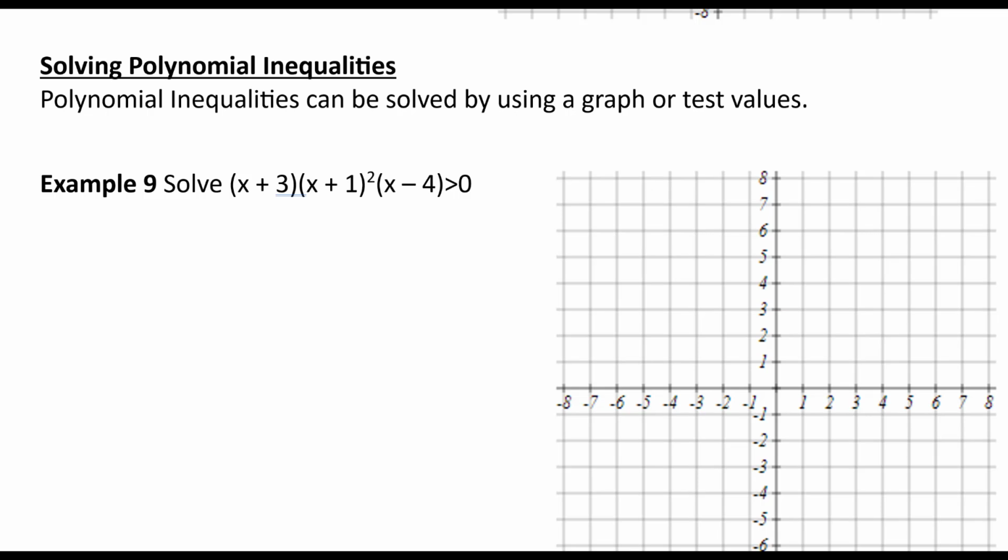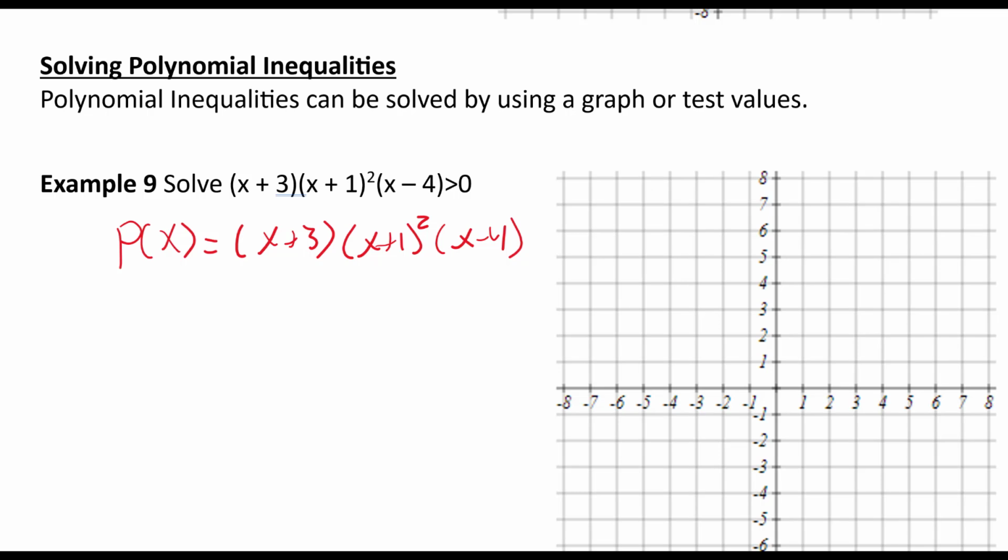Now let's look at solving polynomial inequalities. Polynomial inequalities can be solved by using a graph or test values. So here we have one. The polynomial in question is p of x equals x plus 3 times x plus 1 squared times x minus 4.